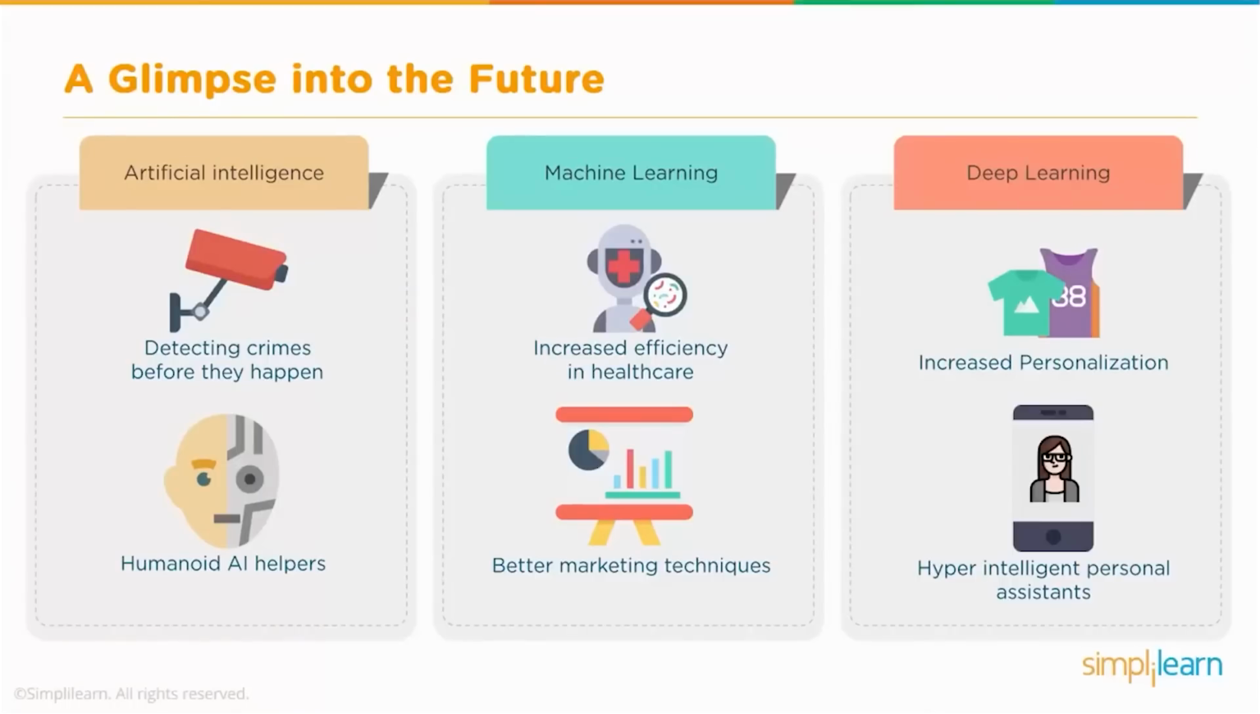humanoid AI helpers, which we already have a lot of. There'll be more and more. Maybe it'll actually be androids. That'd be cool to have an android that comes and gets stuff out of my fridge for me. Machine learning, increasing efficiency in healthcare. That's really big in all the forms of machine learning.